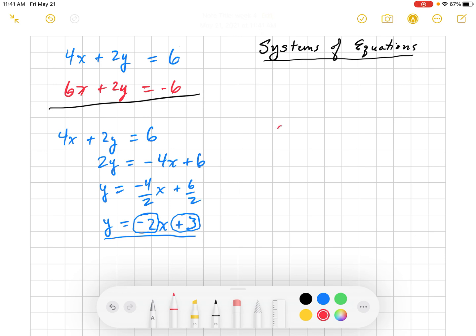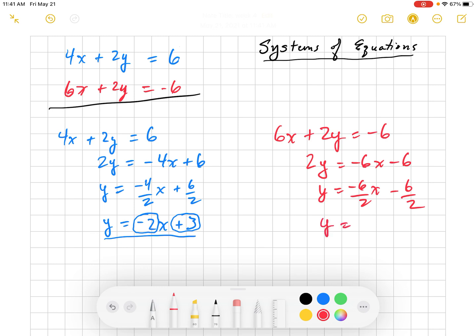Let's get the second equation, 6x plus 2y equals negative 6, into slope-intercept form. So that's 2y equals negative 6x minus 6. y equals negative 6 over 2 x minus 6 over 2. y equals negative 3x minus 3. Our slope is negative 3. Our y-intercept is negative 3.